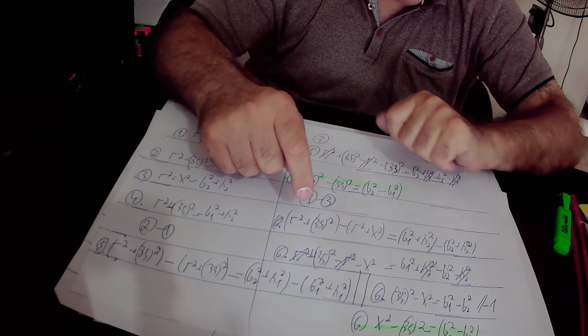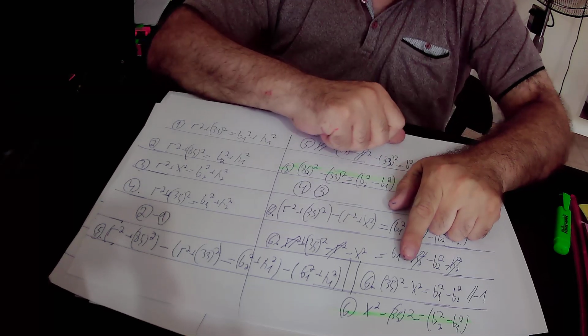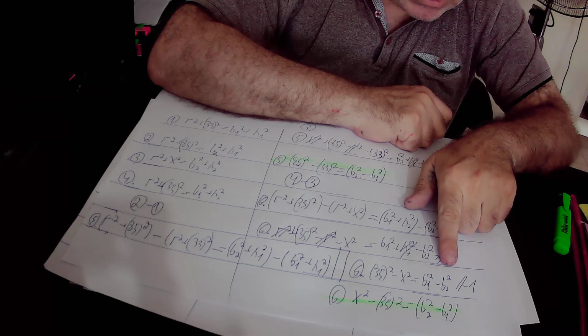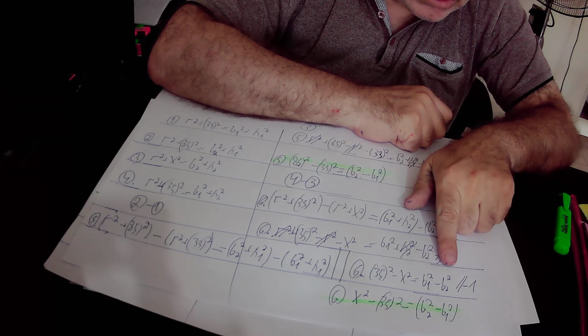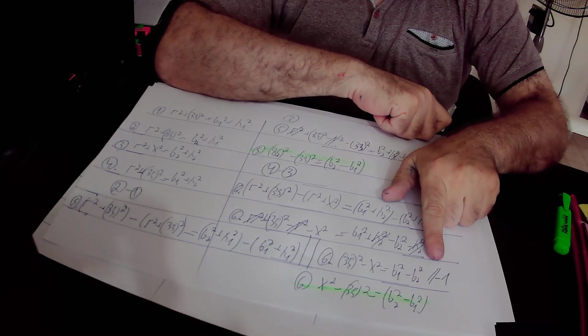So what is left from equation number 6 after we cancel those two expressions? It is actually 35 square minus X square equals B1 square minus B2 square. Then we multiply this equation number 6 by minus 1.